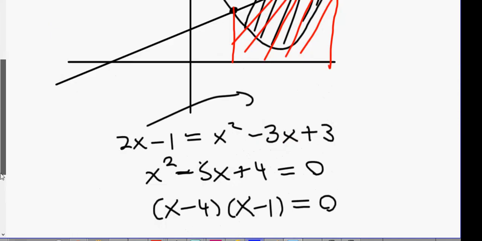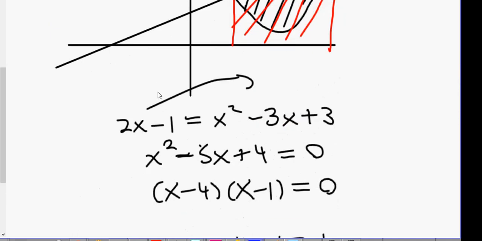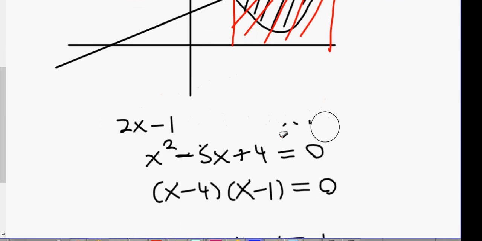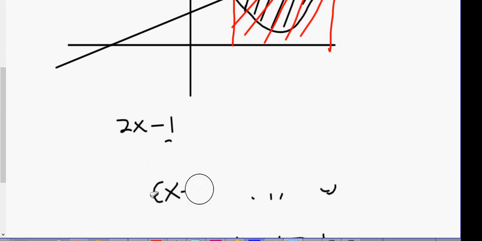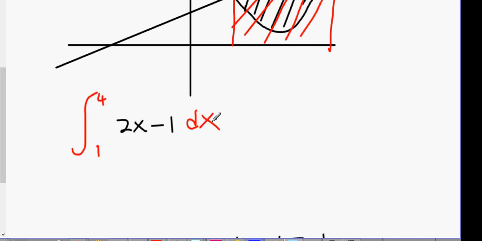So how do you get the red area? The equation of the line, integrated from what's the limits again? 4 and 1. So integrate the line from 4 to 1 dx. Now once we're all happy, that's the red area.